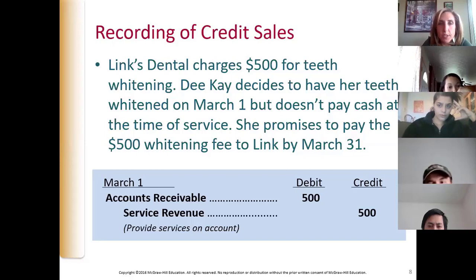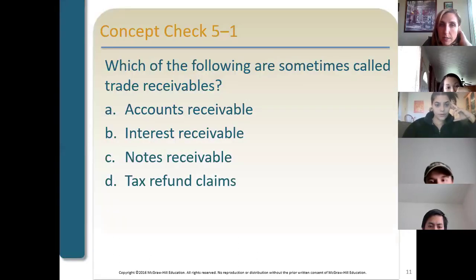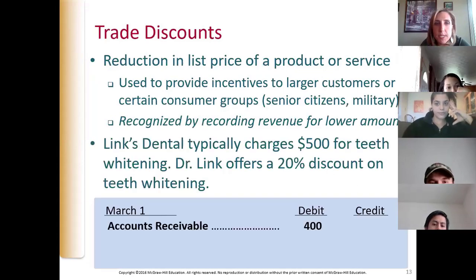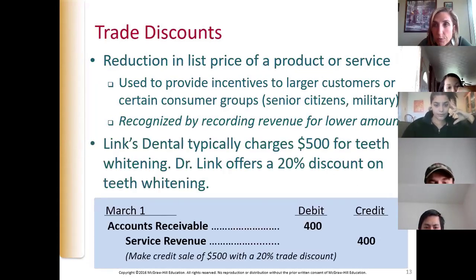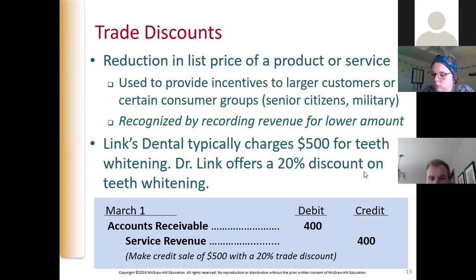If you go to the dentist and you're thinking about getting your teeth whitened and they say it's going to cost $500, sometimes they'll say our product is on sale, and they call that a trade discount. We do not have a separate account for trade discounts. It's just when something is on sale. You can see in this journal entry down here that it says $400 now. It said $500 before. Trade discounts, there's not a new account.